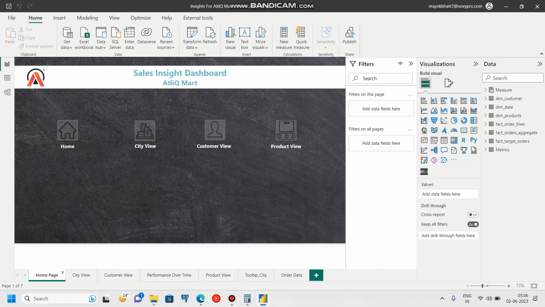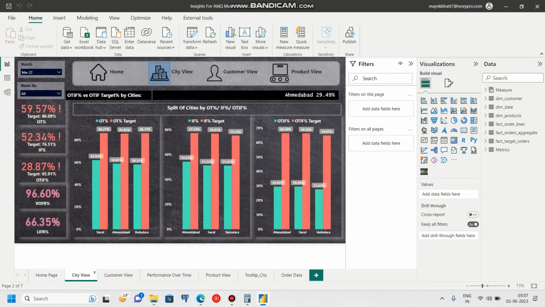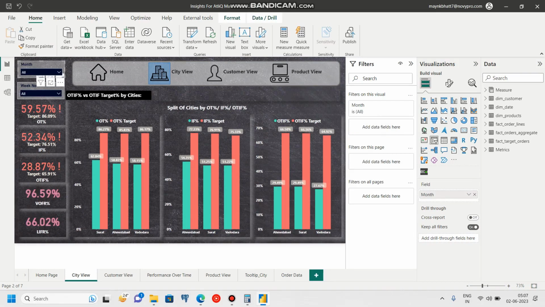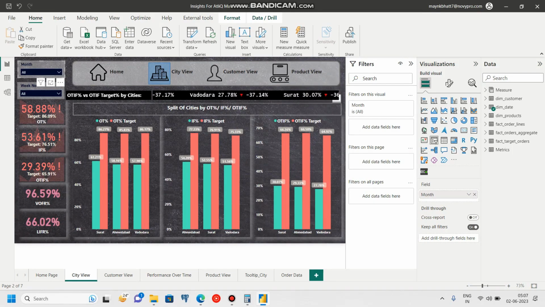Now, let's quickly move to the city view and understand what is happening city-wise. So I'll begin with an overview of how each page looks in my dashboard. Over here, I have buttons to quickly move to any of the views we would want to switch to. Here we have filters. This is for month. This is for week. I have all the relevant filters on all the respective pages. Here are the KPIs, key performance indicators. And here are the actual charts and numbers.